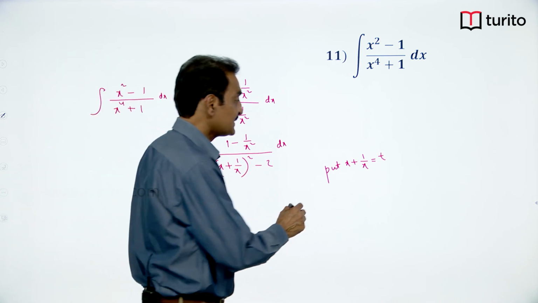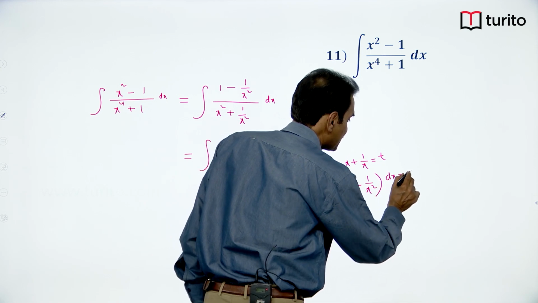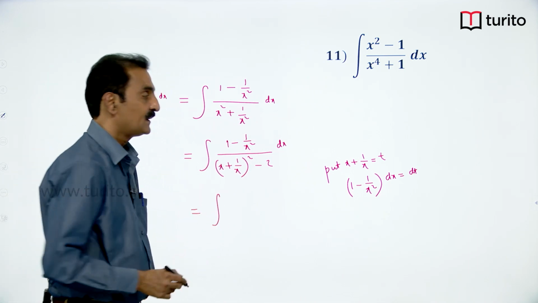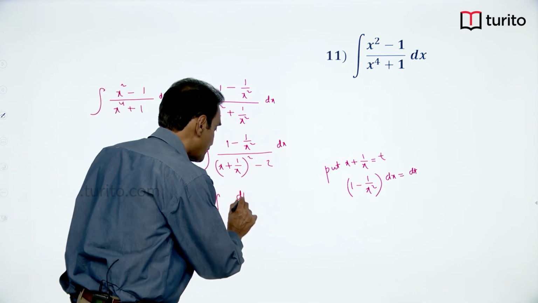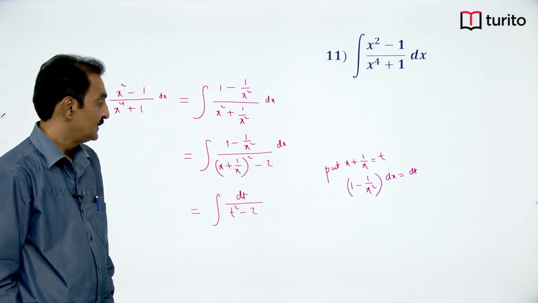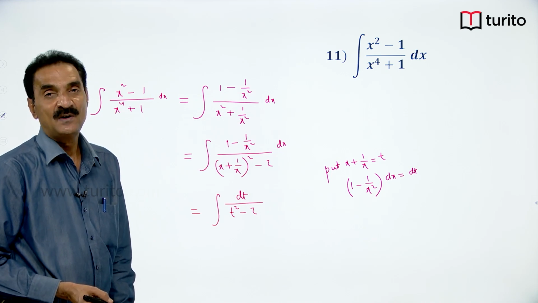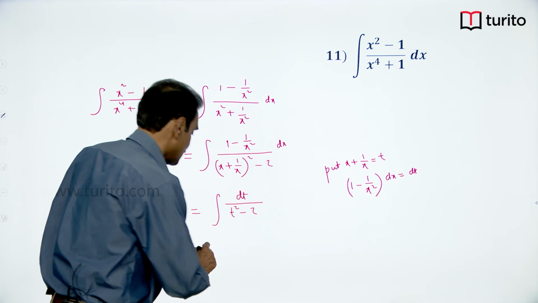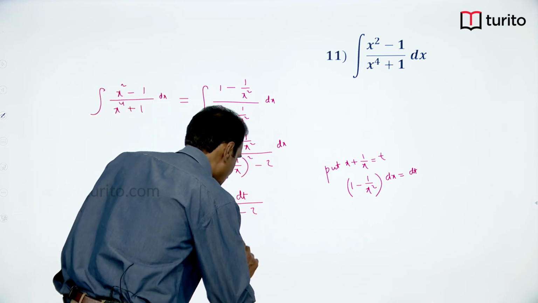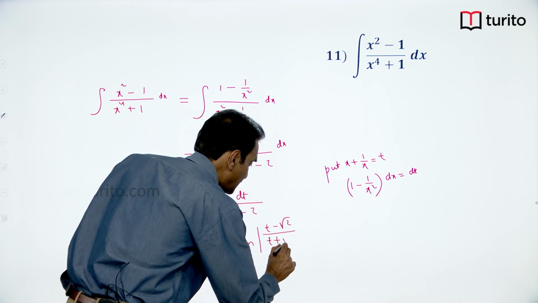Then its derivative is (1 minus 1 by x square) dx is equal to dt. It is equal to integral dt by t square minus 2. Then it is in the form of 1 by x square minus a square. Integral is 1 by 2a log mod (x minus a) by (x plus a). So it will be 1 by 2a, that means 1 by 2 root 2, log mod (t minus root 2) by (t plus root 2).